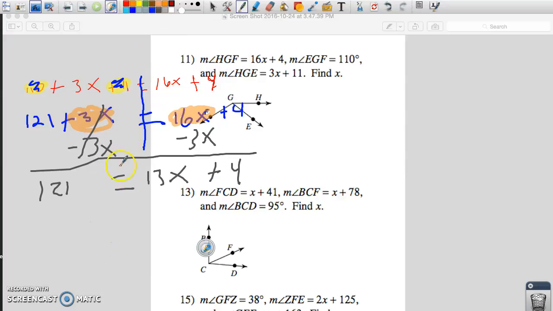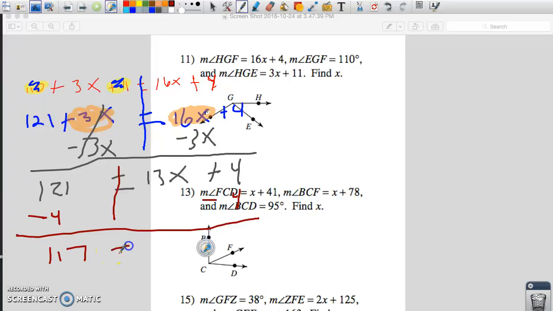Next step. Remember, your job is to get x by itself. So guess what you're going to have to move? That 4. How are you going to get rid of the 4? By doing the opposite of what you see. Minus 4, minus 4. So now you have 121 minus 4. Calculate if you need to, my friends. 121 minus 4. That gives you 117. And then, remember that canceled out, so you just have 13x.